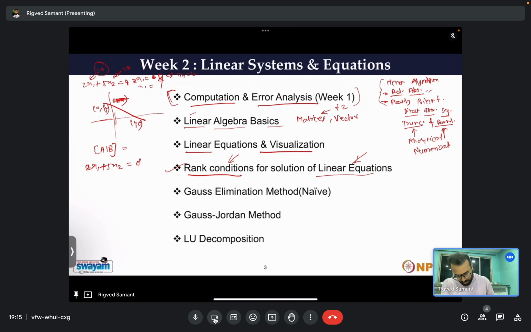So if you have this kind of a form, 2x1 plus 5x2, and there is some other equation, let's say 4x1 plus 7x2 is equal to 9, you can write this as the augmented matrix [A|B], which would be 2, 5, 8 in the first row and 4, 7, 9 in the second, right? If you reduce this augmented matrix to row echelon form, you will have non-zero rows and zero rows.